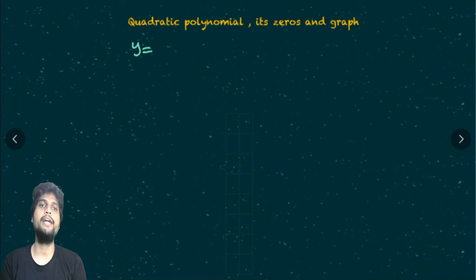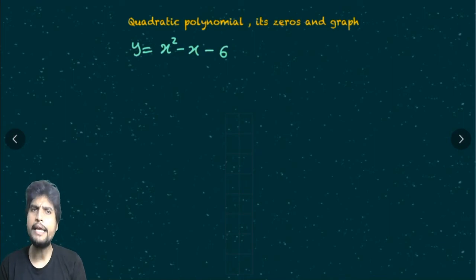Let's consider the quadratic equation y is equal to x square minus x minus 6. We have to keep putting different values of x to get different values of y. So let's start. You can try this at home. I'll do it fast.